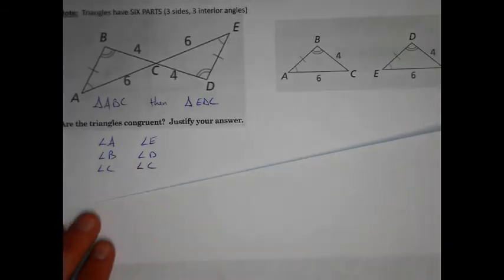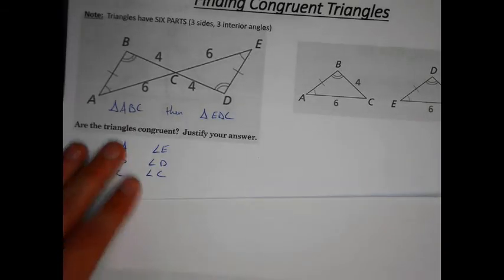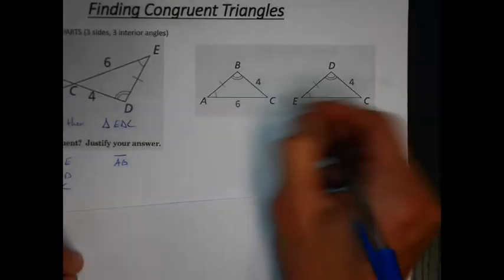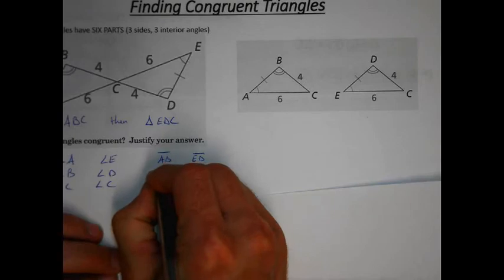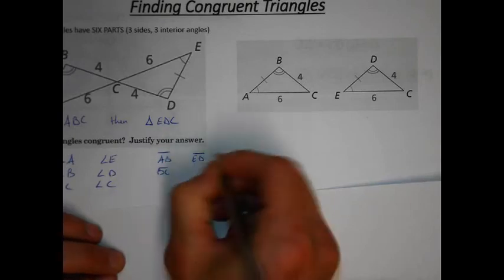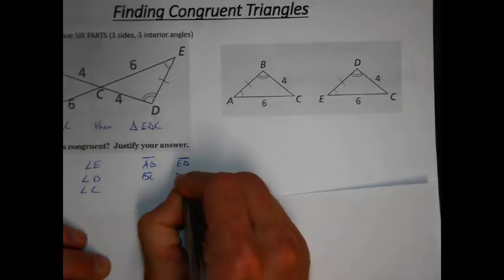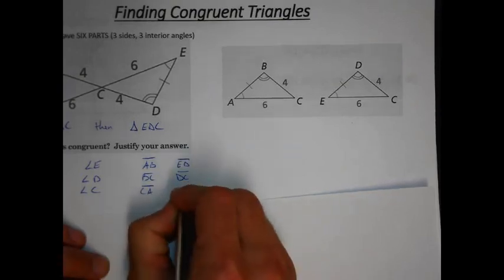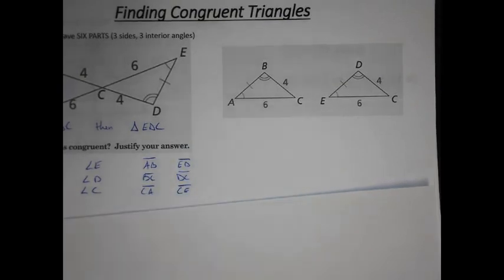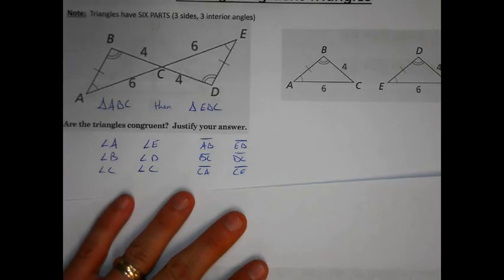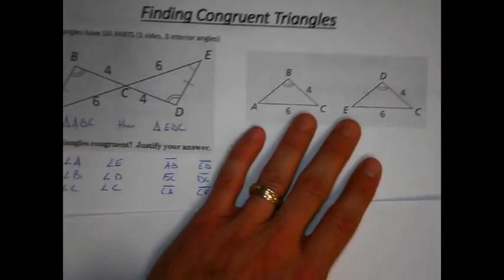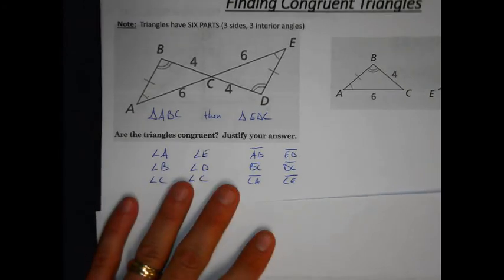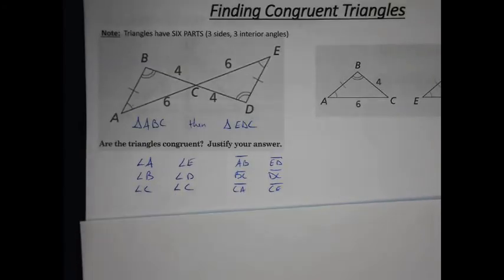So I have my 3 angles. Now what about my 3 segments? I have segment AB and segment ED. I have segment BC and segment DC, and then segment CA and segment CE. So these are my 6 parts of each triangle. And the question is, if they're all congruent, I have congruent triangles up until I find shortcuts later. But if all of these are congruent, I'm good to go. Does that make sense? Awesome.